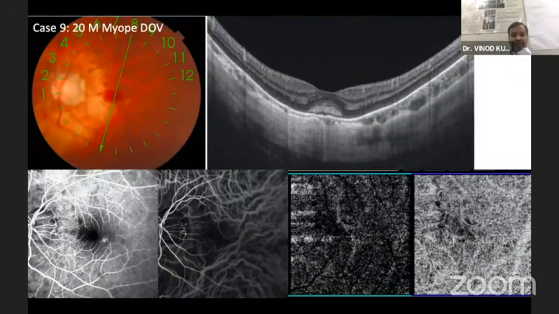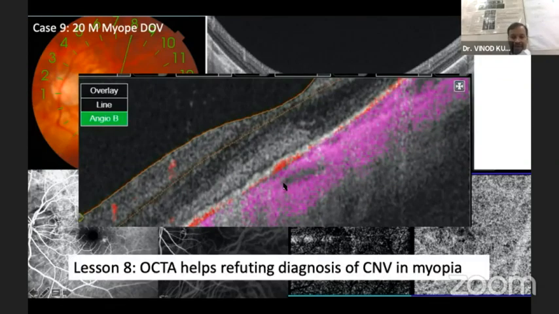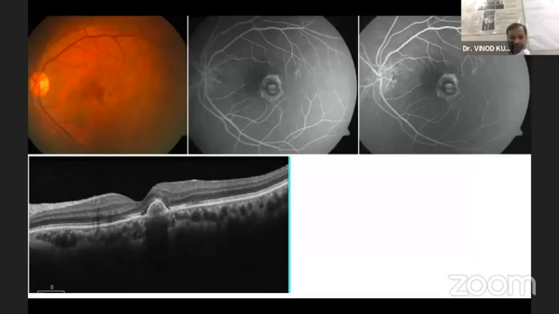This is my second last case, a patient where again we have a subretinal hemorrhage and some ill-defined leakage on FFA, but OCTA does not show any CNVM. Neither is it seen on the OCTA B scans. So again, OCTA helps us refute the diagnosis of CNVM in patients with myopia.